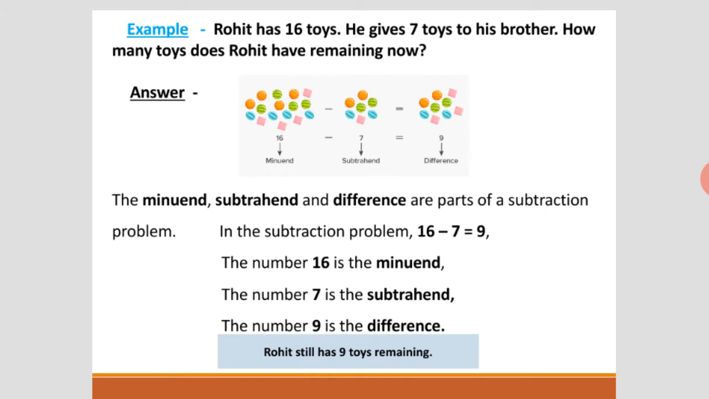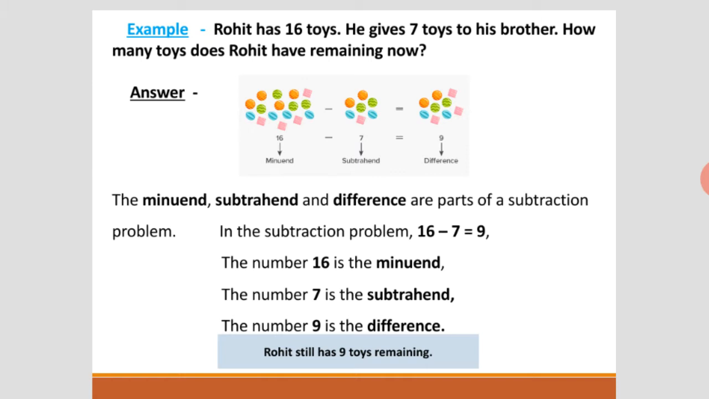Now let's go for the example. Here we have a question. The question is, Rohit has 16 toys. He gives 7 toys to his brother. Now how many toys does Rohit have remaining? Rohit has 16 toys. He gives 7 toys to his brother. After he gives 7 toys to his brother, the toys with Rohit are decreasing. Here we see 16 minus 7 is equal to 9.